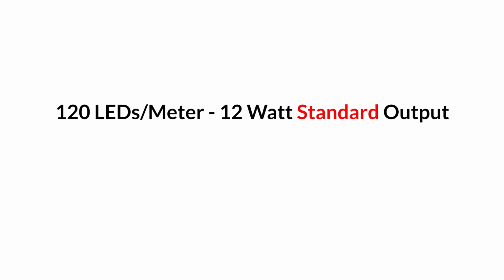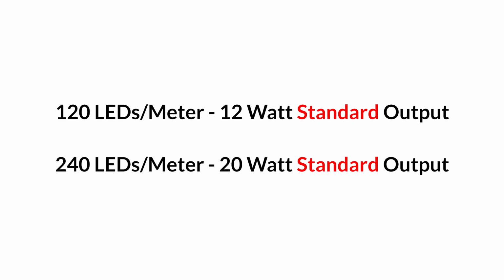Now, if you take the big brands and the big players in the market, you will notice that for 120 LEDs per meter, they will give a standard output of 12 watts, and for 240 LEDs per meter, they will give you a standard output of 20 watts. Now, this 12 watt and this 20 watt cannot be altered.